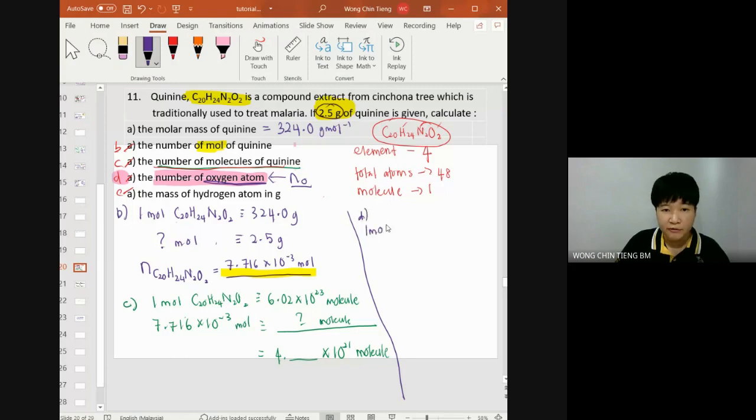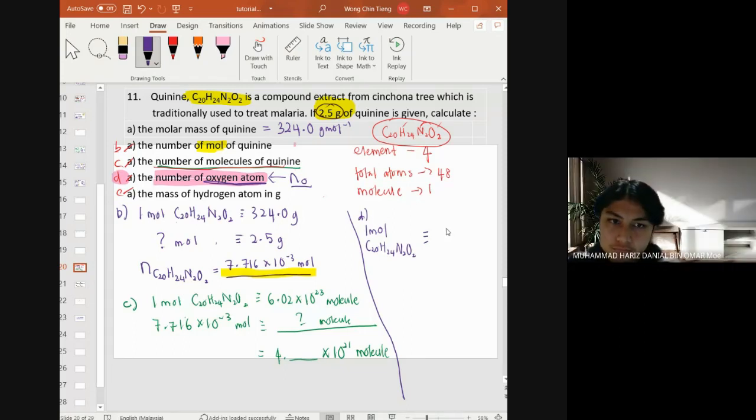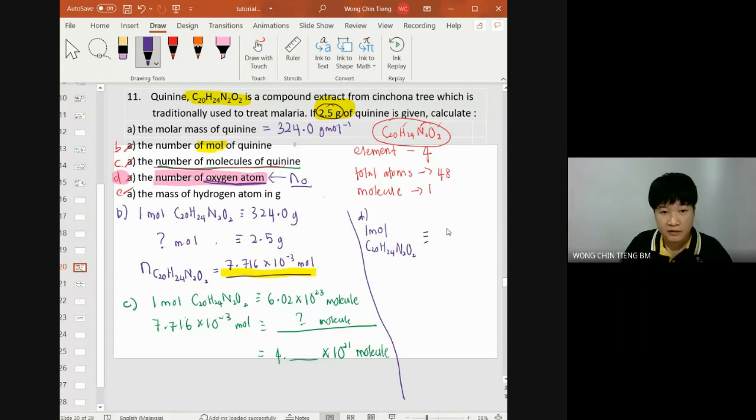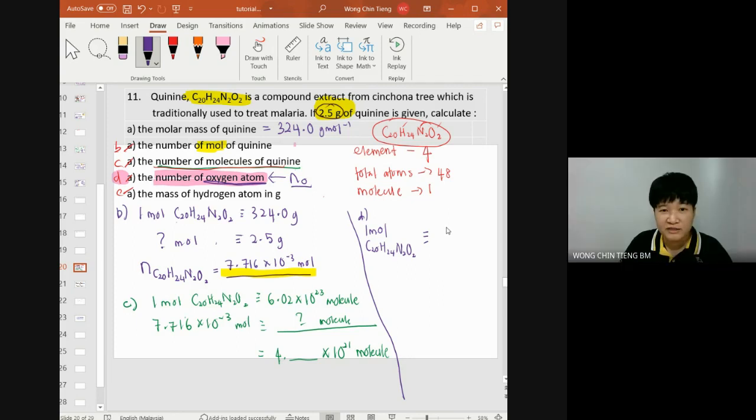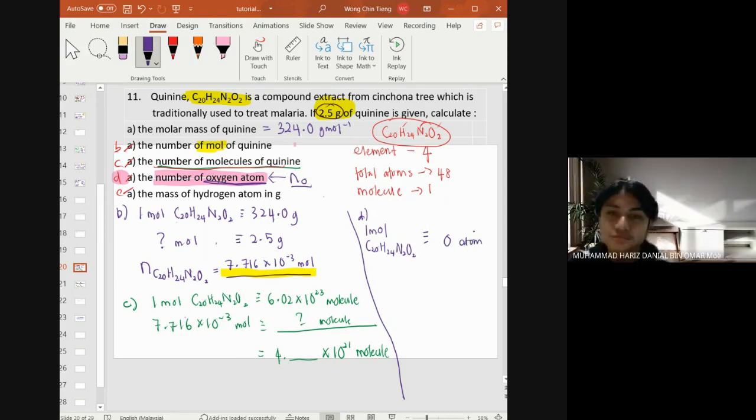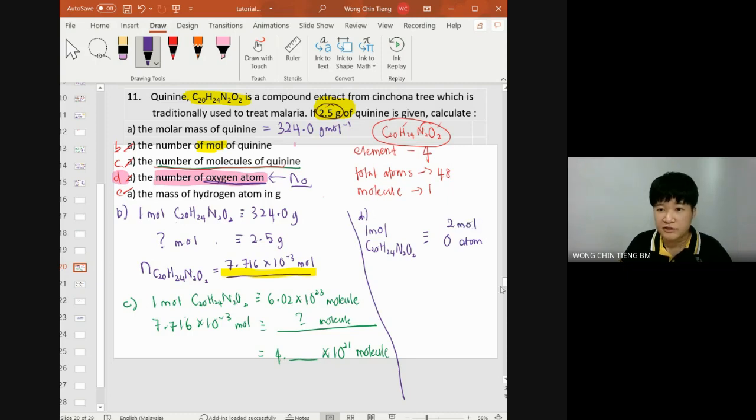1 mole of your quinine, 1 mole of C20H24N2O2. In here, alright, how many mole of oxygen atom? Daniel? 24. Hah? 24. Soalan D weh. Oxygen atom. 2. 2 mole of oxygen atom.